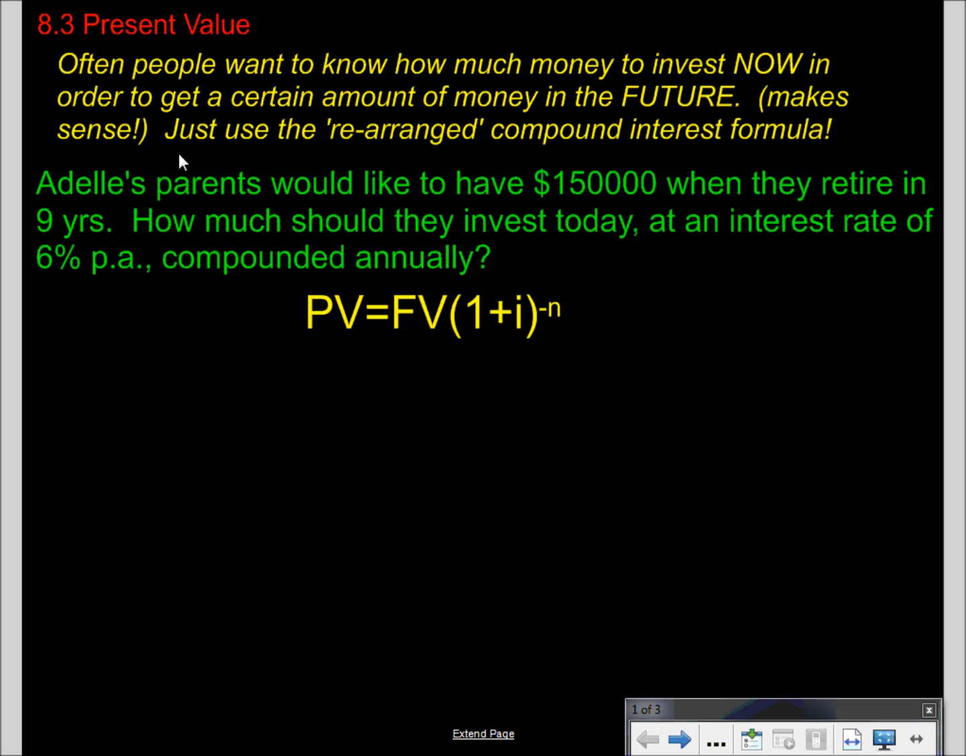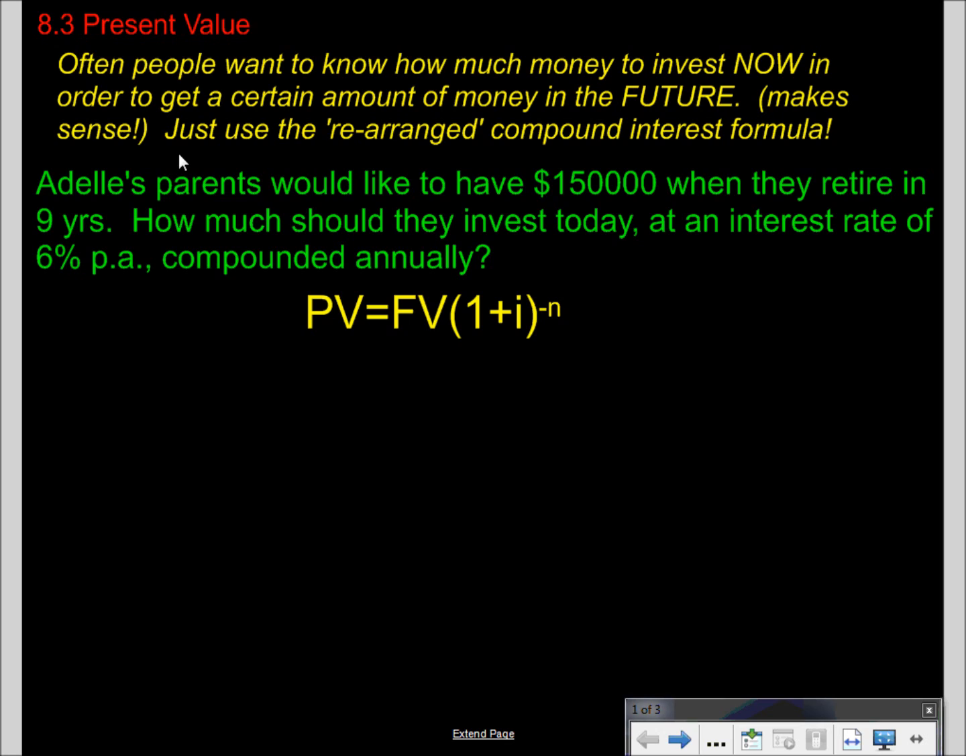So Adele's parents would like to have $150,000 when they retire in 9 years. How much should they invest today at an interest rate of 6% per annum compounded annually? So we have this equation.